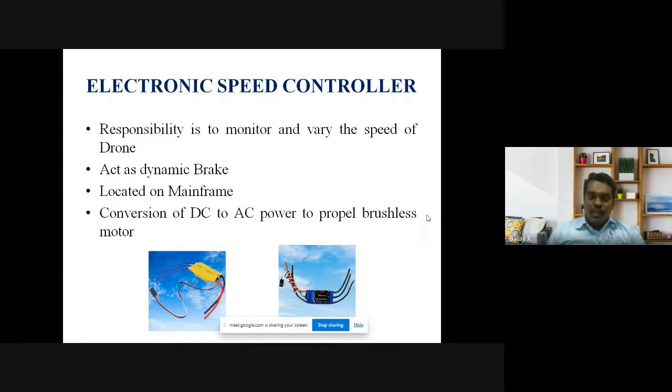Another important function is that it will convert DC to AC power to drive the brushless motors. So all these are the functions done by the electronic speed controller. This is how it looks, shown below. I am attaching the image for your reference.